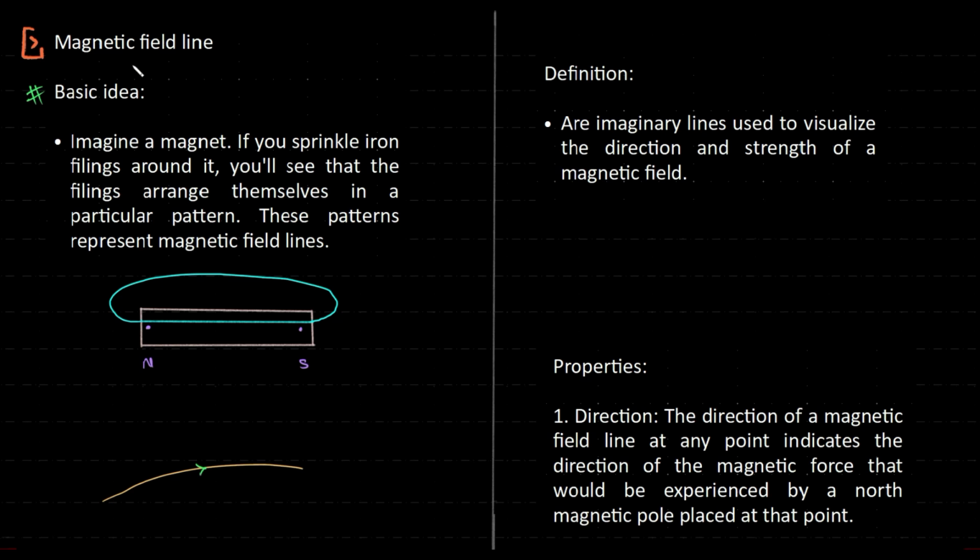So next we are looking at representing our magnetic field. With the help of what? Similar to our electric field lines, we have magnetic field lines. So herein, of course, it's also an imaginary set of lines. Basically, if you sprinkle iron filings around a magnet, you will see that the filings arrange themselves in a particular pattern. This pattern represents magnetic field lines.